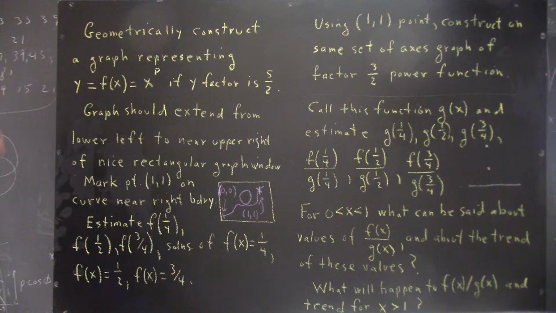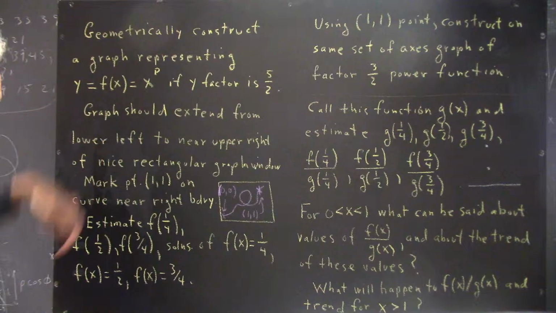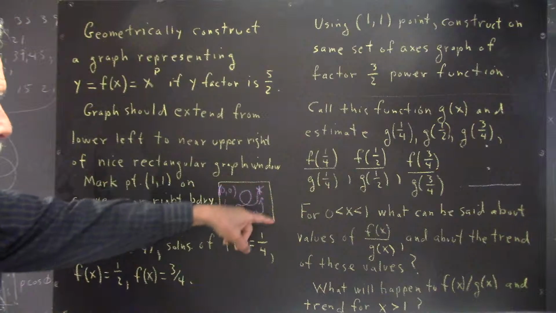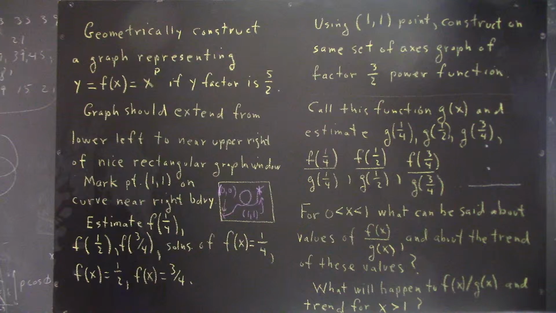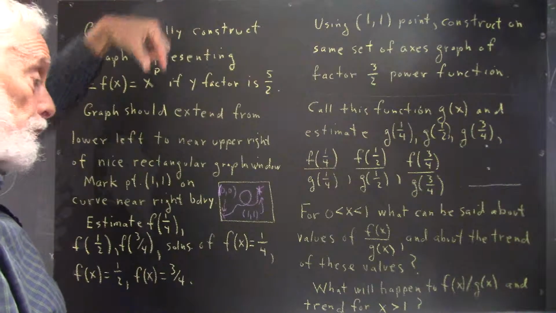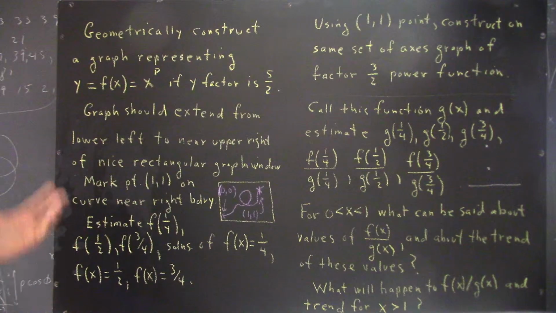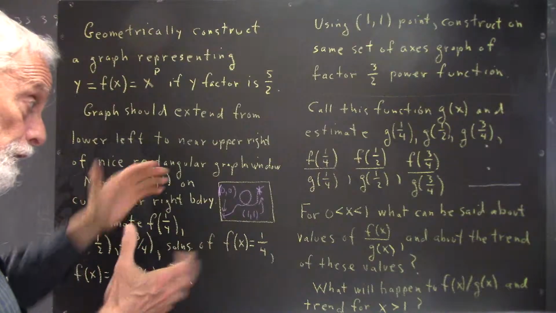The graph should extend from the lower left to the upper right of a nice rectangular graph window. Okay, so here's an example of a nice rectangular graph window. That's what I mean by that. It's not long and skinny. It's not tall and skinny. It's not too skinny. It could be, of course, as fat as it could get would be a square.